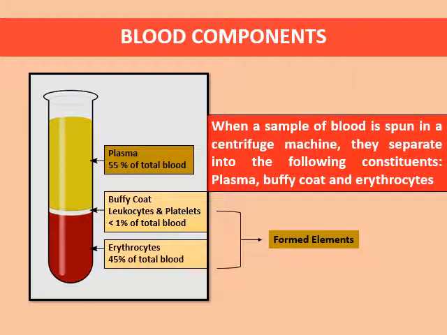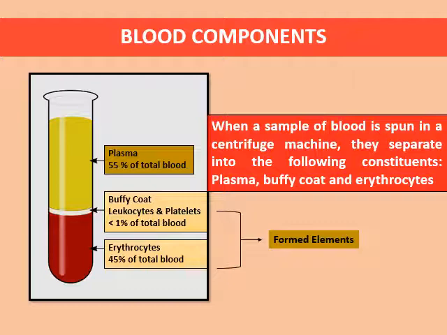Now move to blood components. When a sample of blood is spun in a centrifuge machine, the components get separated as plasma and form elements. You can see the distribution of the components like plasma, buffy coat, and erythrocytes. Plasma constitutes 55% of total blood. Erythrocytes or RBCs constitute 45% of total blood.